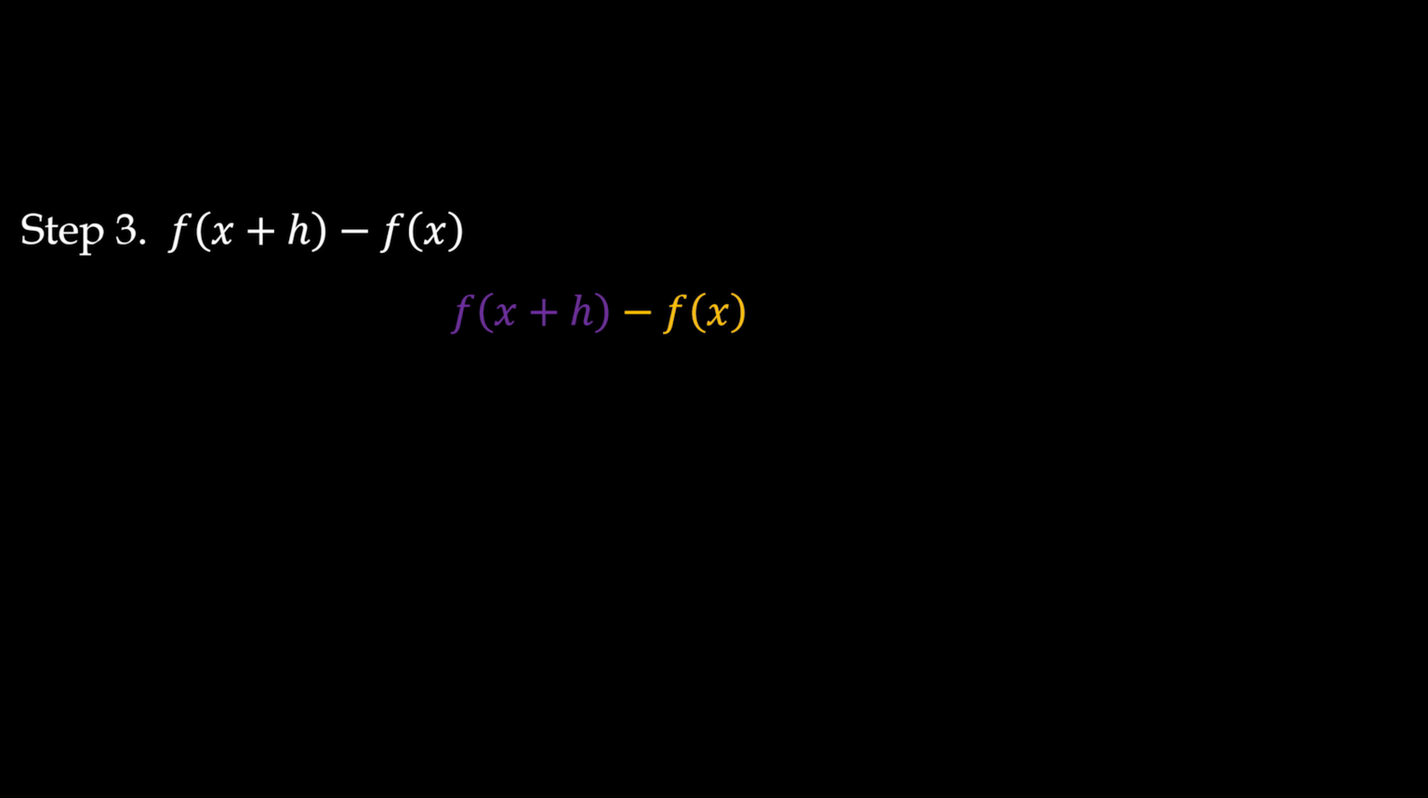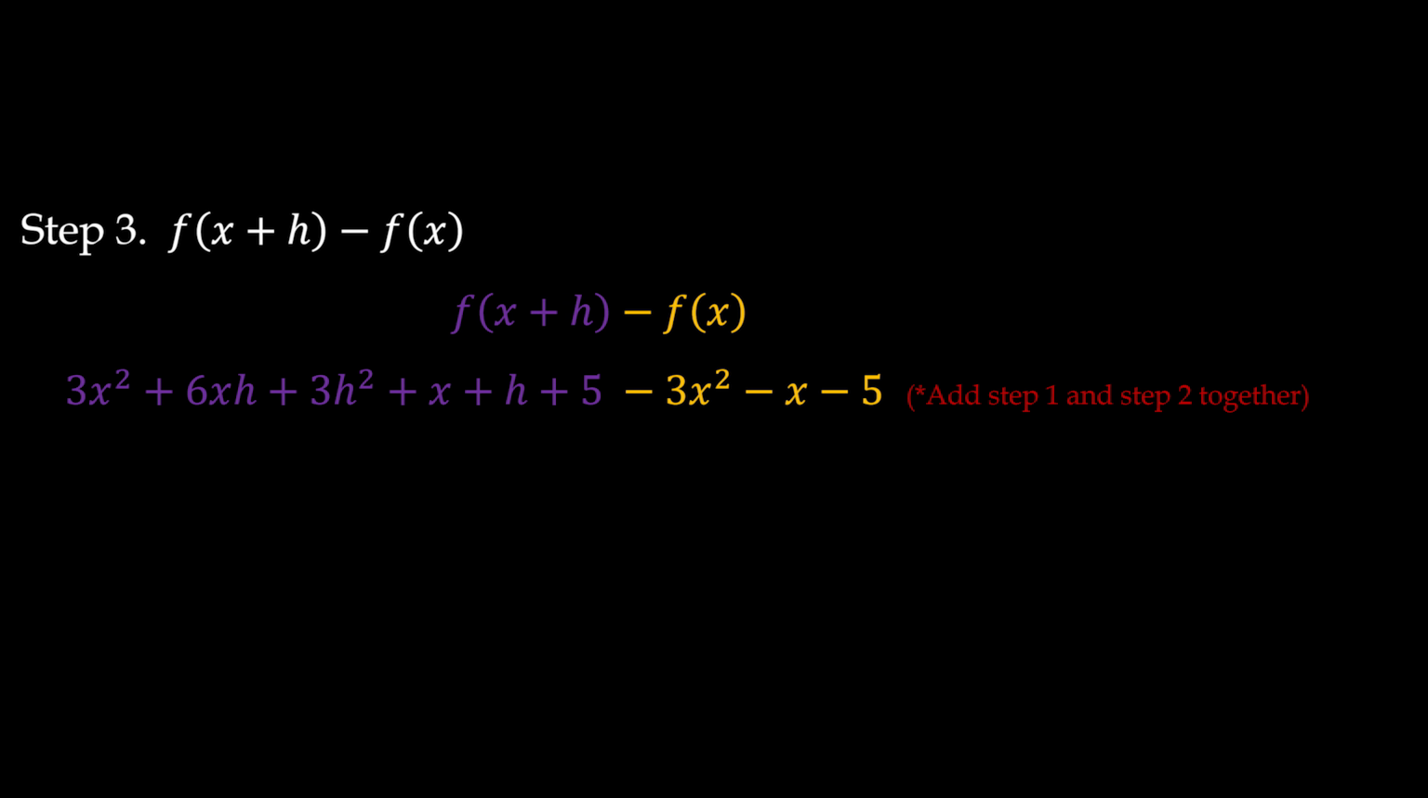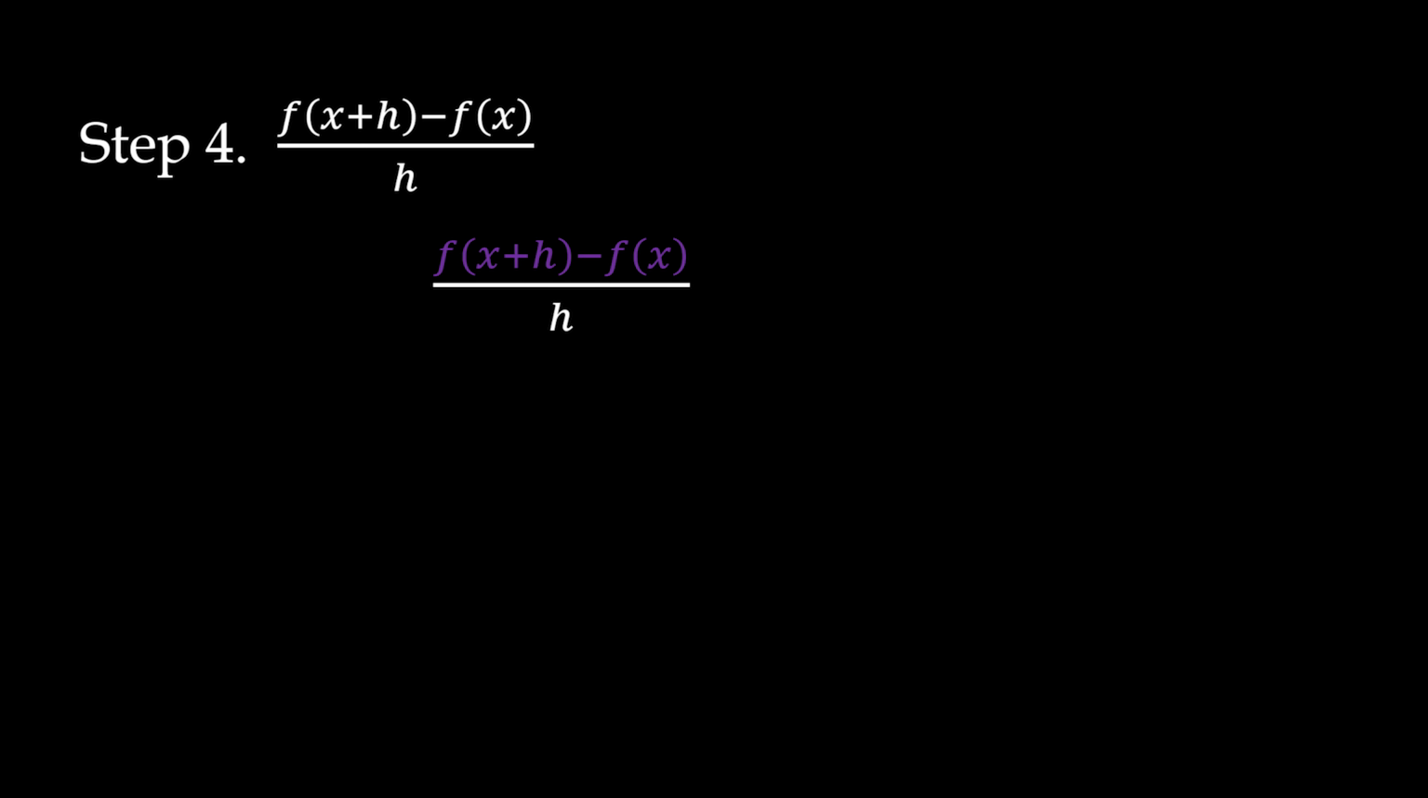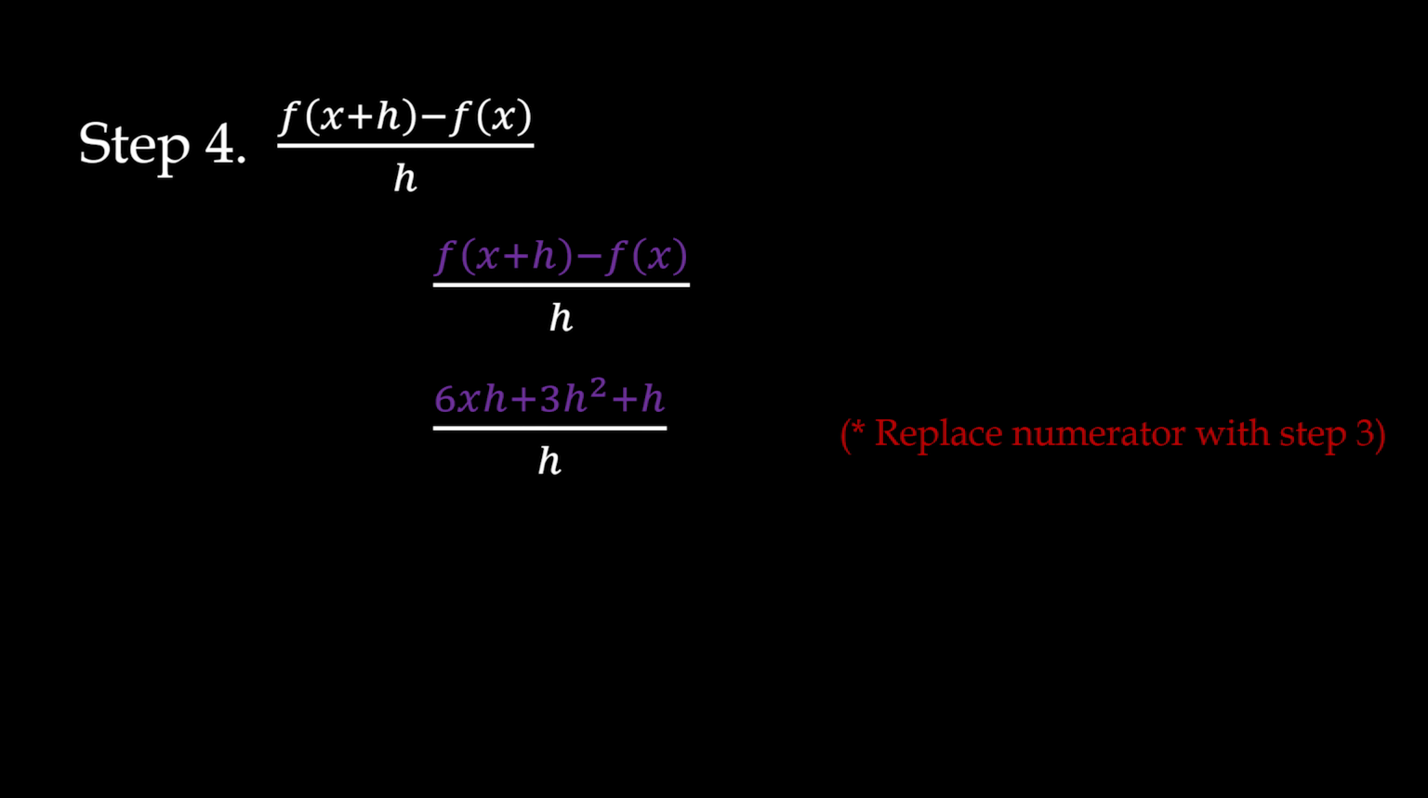Step 3, I just add step 1 and step 2 together, and hopefully things cancel out. 3x squared cancels out with minus 3x squared, x cancels out with minus x, and 5 cancels out with minus 5. So I'm left with 6xh plus 3h squared plus h. And the last step is to take my result from step 3 and divide it by h. So I'm left with 6x plus 3h plus 1.